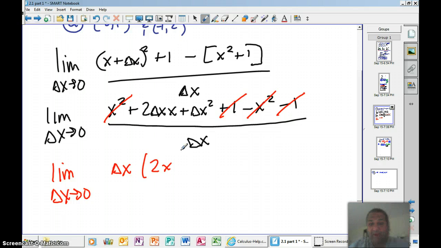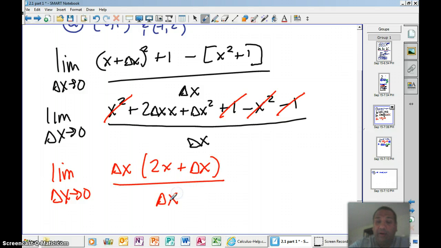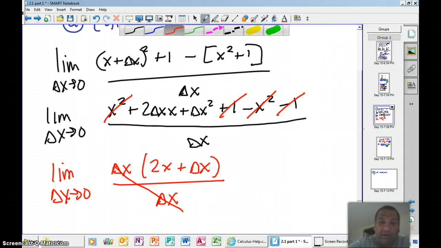Plus delta x. So I just factored out a nice delta x from the numerator, and now I get to cancel. Now I'll give you a different color like blue. I'll apply the limit. This becomes 0, and our slope is 2x.